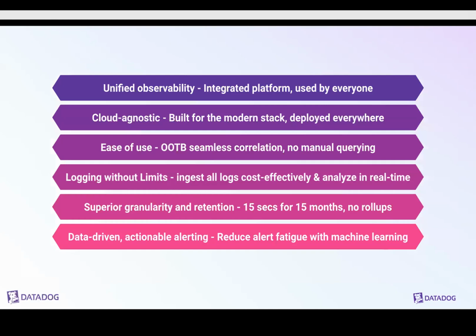So these are some of Datadog's differentiators. We won't touch on them too much, but there is unified observability, which is the main topic of today. Observability, as we said, is important for everyone across the organization. Cloud agnostic, so modern stacks deployed everywhere: on-prem, hybrid cloud. Ease of use, logging without limits, superior granularity, and data-driven actionable alerting.